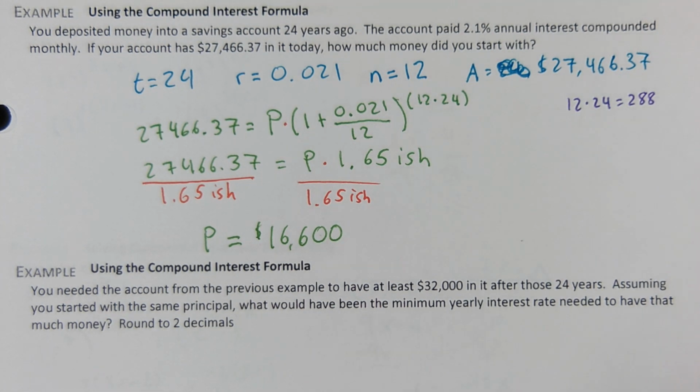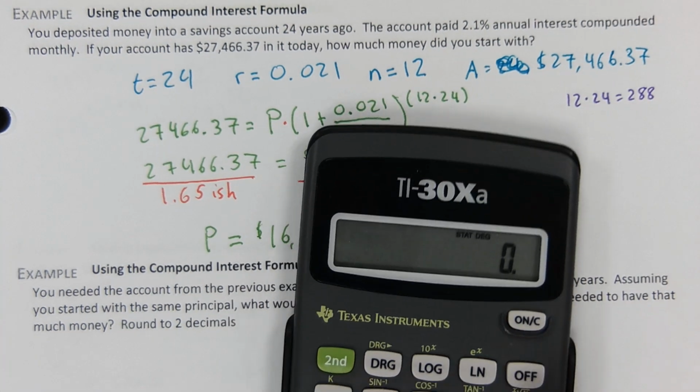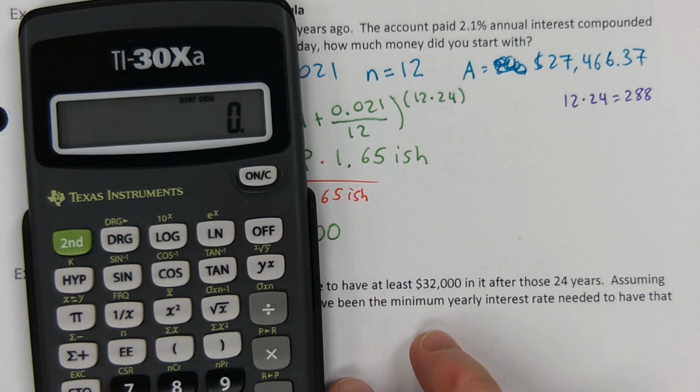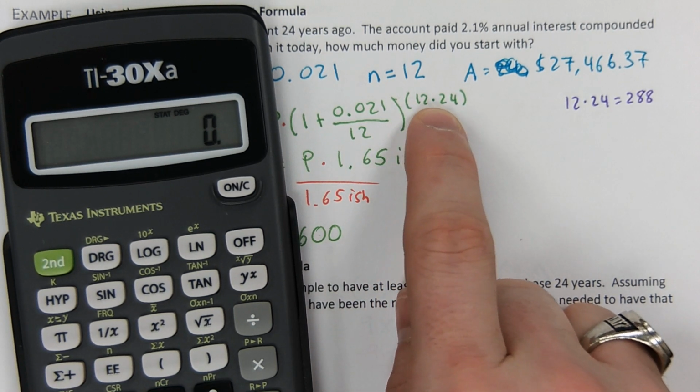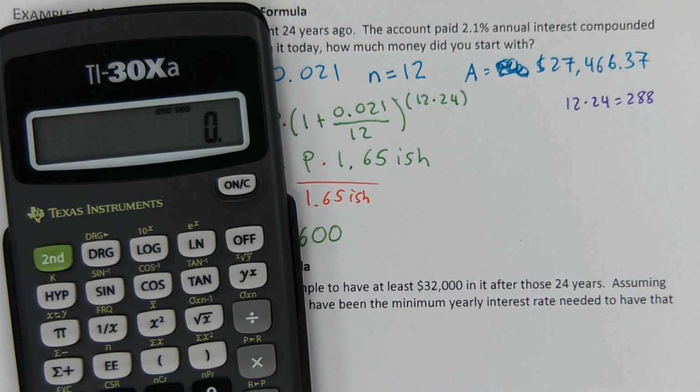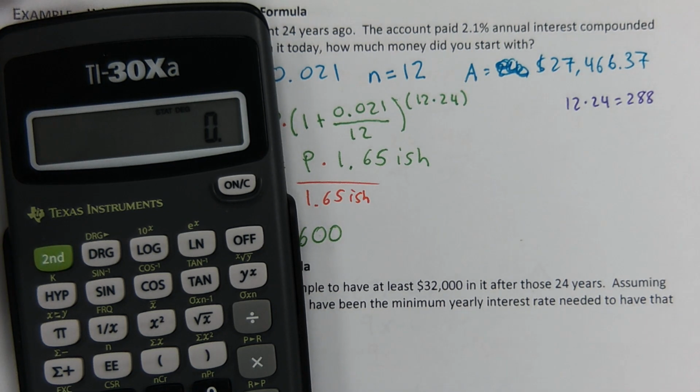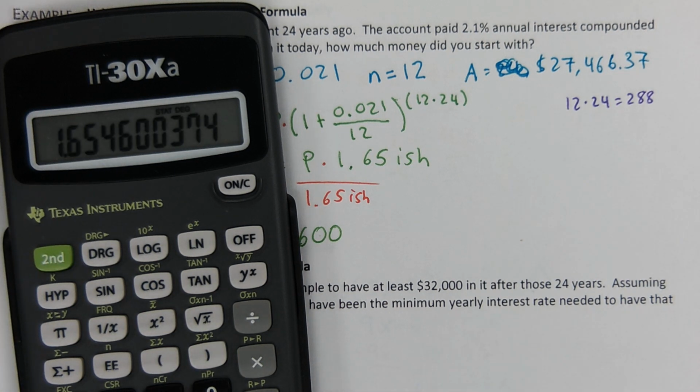Oh, okay. Here's how we do it. So we're going to start here because we need this calculator to have the 1.65-ish thing on its screen. So 0.021 divided by 12 is, plus 1 is, raised to the 288 is. There it is. That's the 1.65-ish number.